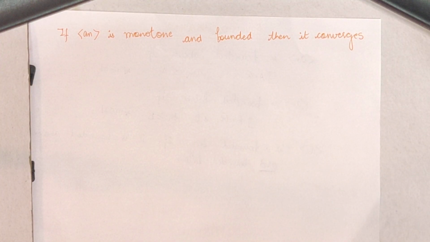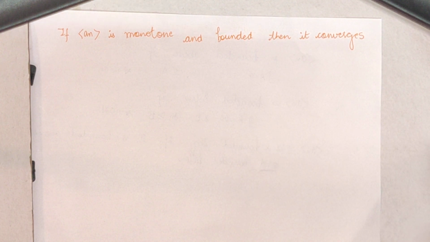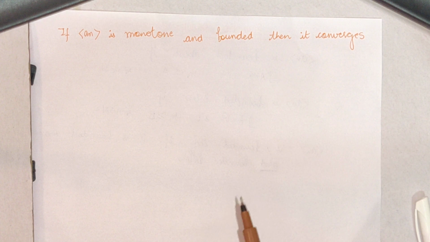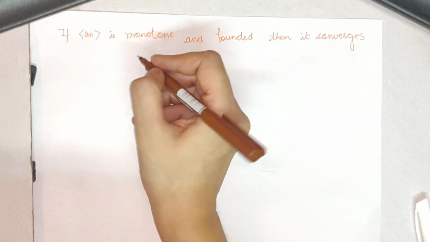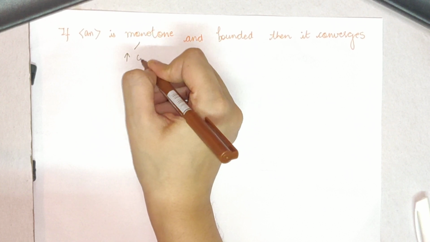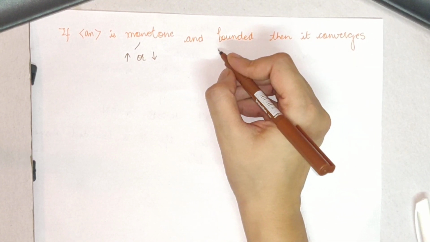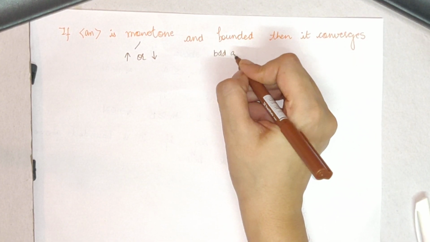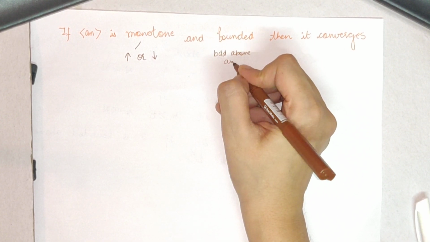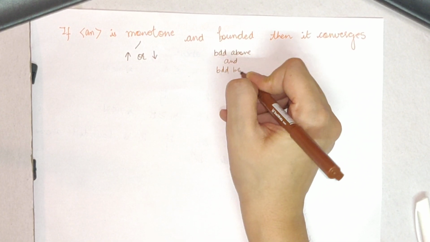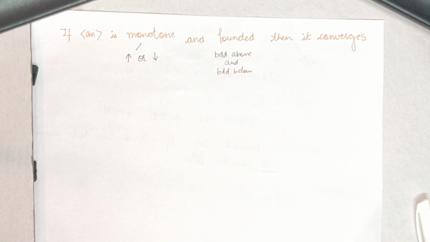Now we'll begin with the actual theorem and the proof. The theorem says that if we have a sequence which is both monotone and bounded, then it converges. Now let's see what this means. If a sequence a_n is monotone, that means it is either increasing or decreasing, it can be increasing or decreasing, and bounded, this means it is bounded above and it is bounded below, then it converges.